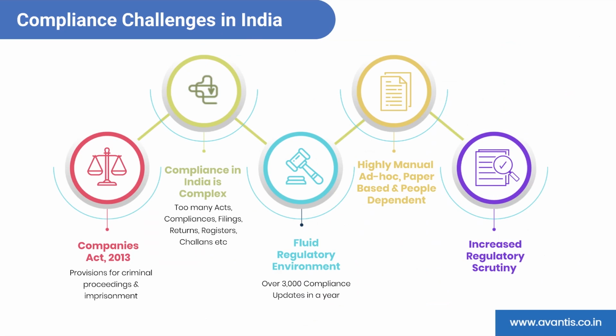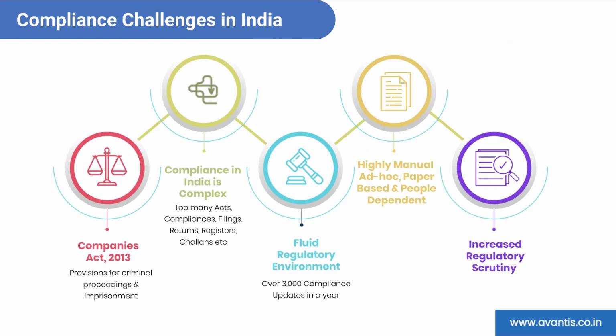There are over 8,000 provisions in the law today, besides the Companies Act, where there are provisions for criminal proceedings and jail term. The second is compliance in India is complex with too many acts, too many compliances, too many filings, too many dates, too many changes. Keeping track of all of these things and staying on top of them is definitely not easy, and that leads to complexity. The next item, and I'm going to talk about this in detail in one of the subsequent slides, is regulatory environment in India is fluid, and there are too many changes in a year.